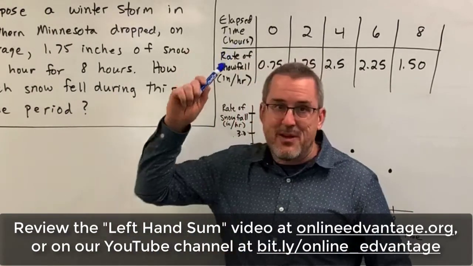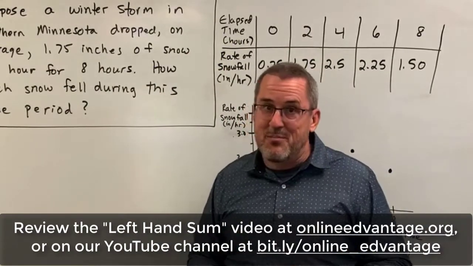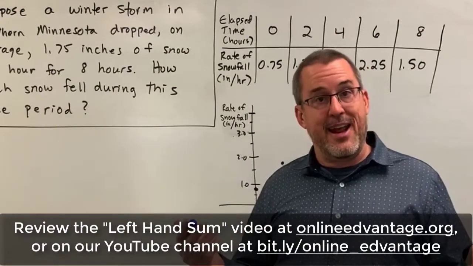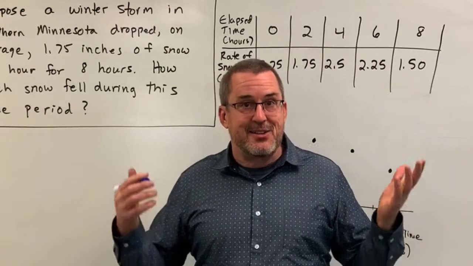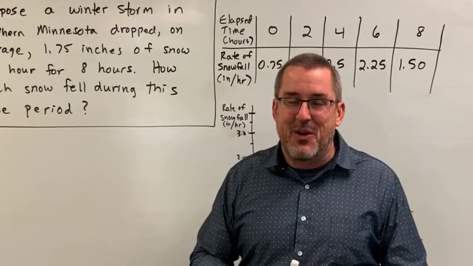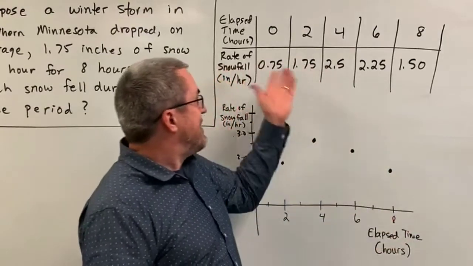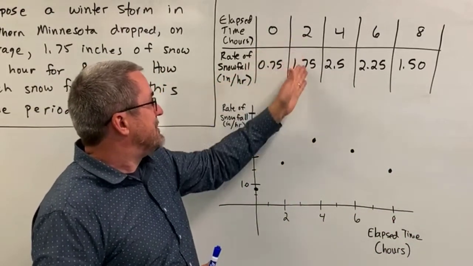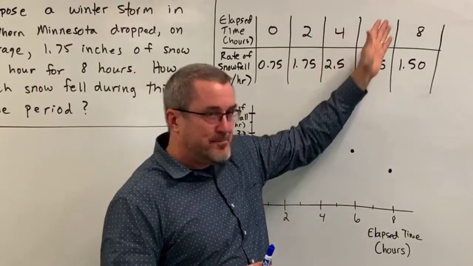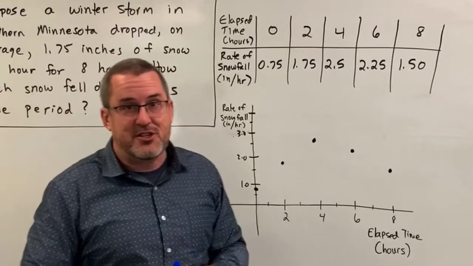Recall the context. We have a winter storm in northern Minnesota that was dropping on average 1.75 inches per hour for 8 hours. But storms usually don't drop snow at a constant rate over 8 hours. There's a varying rate. Suppose the varying rate was given as we see here. Every 2 hours we were able to measure the rate of snowfall as shown in this table. And we have a graph of this situation.